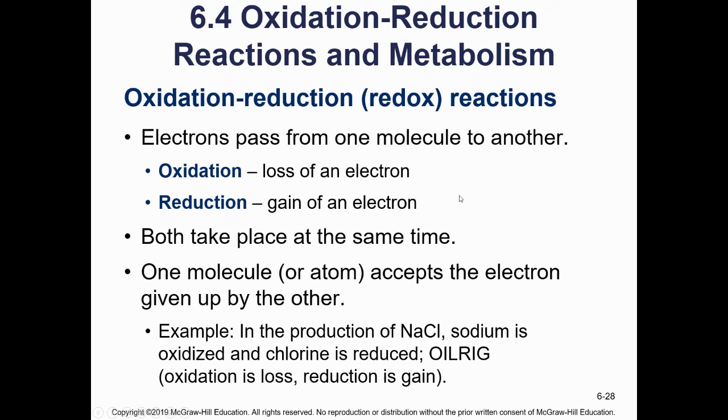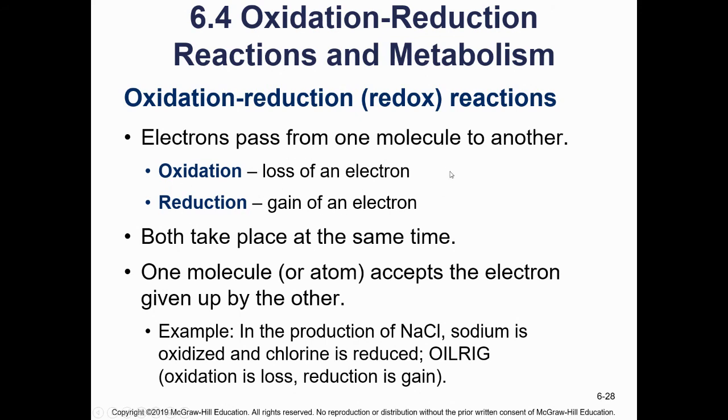We've seen an example of this in our ionic bond. My sodium, with its lone one valence electron, gave that up. My sodium was oxidized. The chloride gained that electron. It was reduced. Right, so these two reactions take place. That was an example of forming an ionic bond, an oxidation reduction reaction.